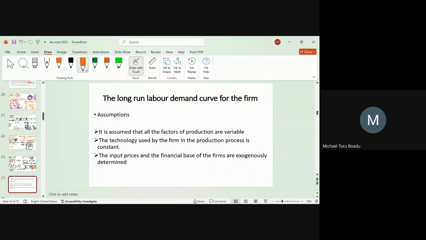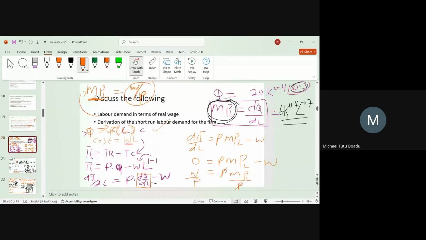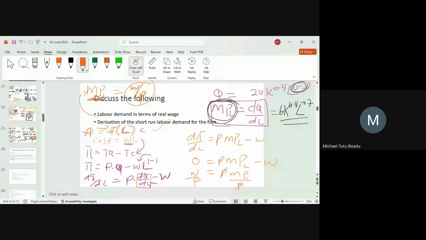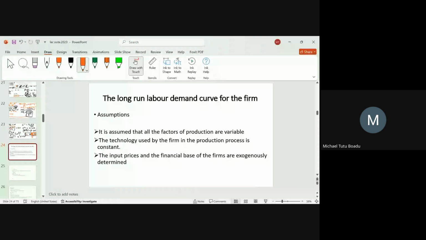Then in the long run, remember we said we have both labor demand in terms of real wages, that is what we just looked at, and we have the reversion of the short run labor demand for firms. We can also have long run labor demand for the firm. Let's recap the theory of production.